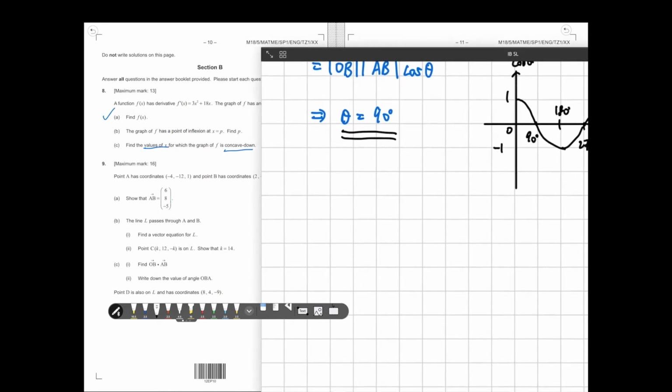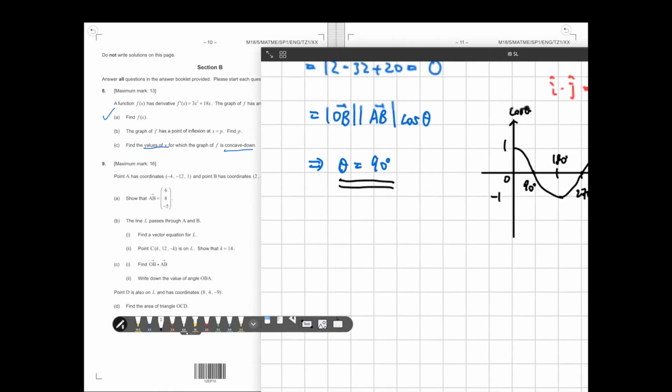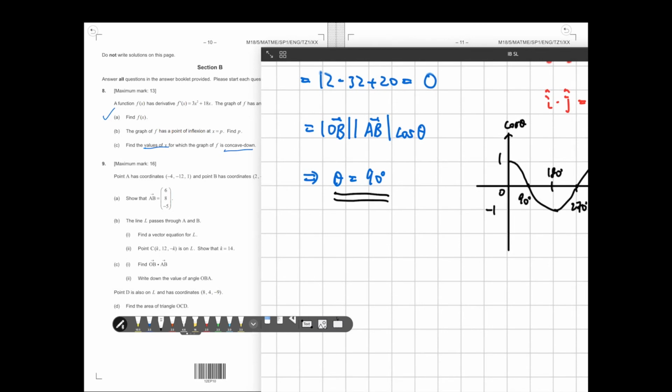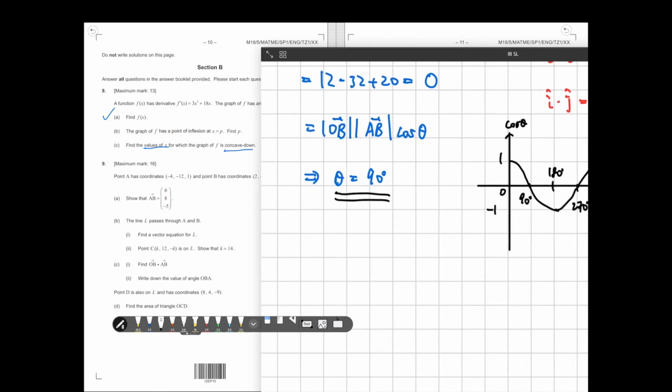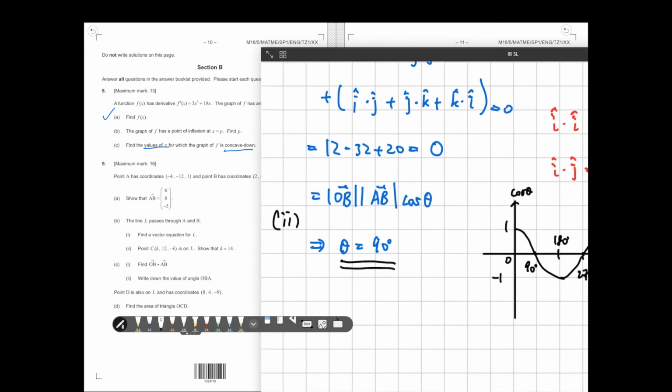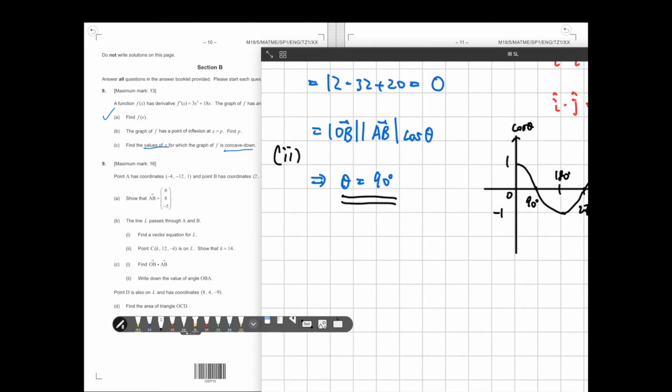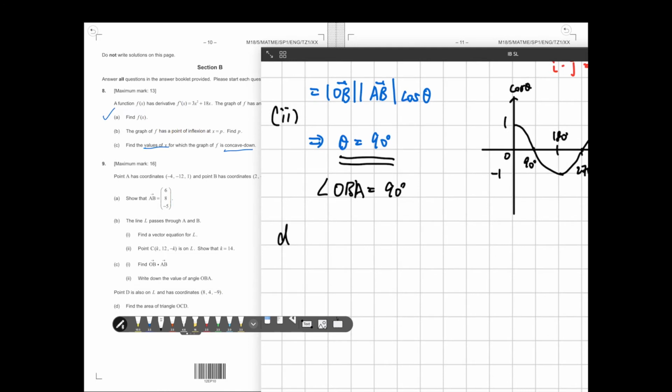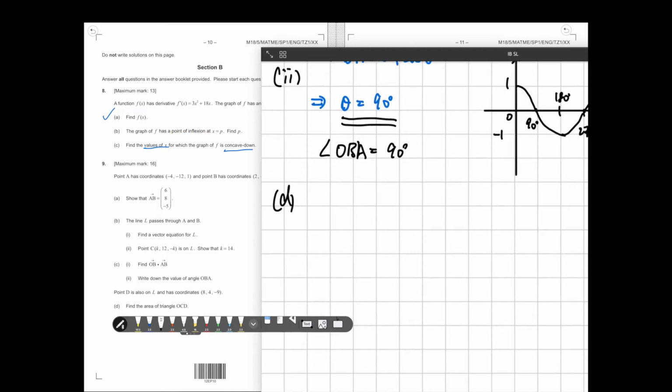And then we just find OB dot OA, right? This is equal to 0, and the angle will be just, that is part 2, right? So angle OBA will be just equal to 90. And then now we move on to part D.